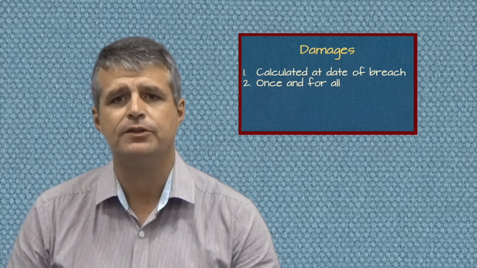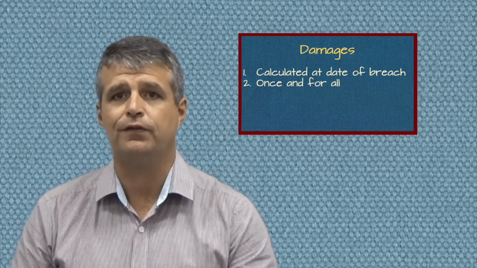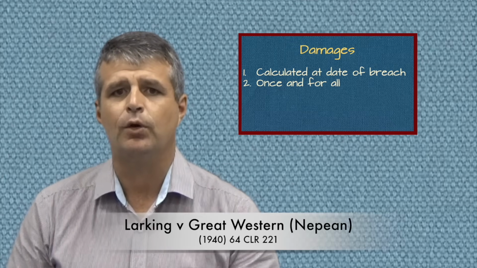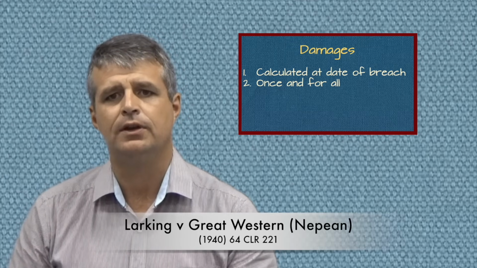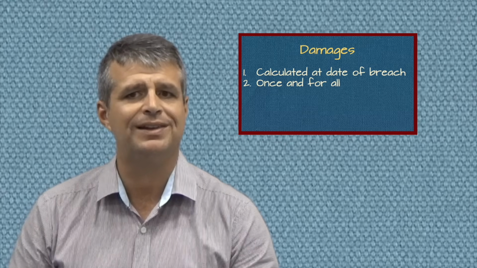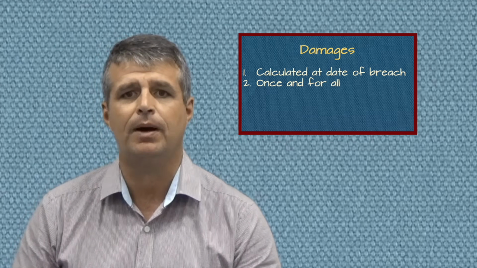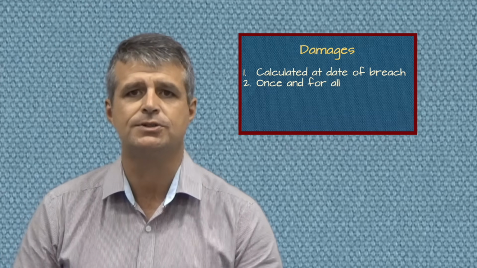Second, damages are calculated on a once and for all basis. So if a party gets an award of damages, the award will completely settle the liabilities between the parties in relation to that breach. If it later turns out that the damage was worse than expected, you can't go back for more. Damages are a one-off, once and for all award.